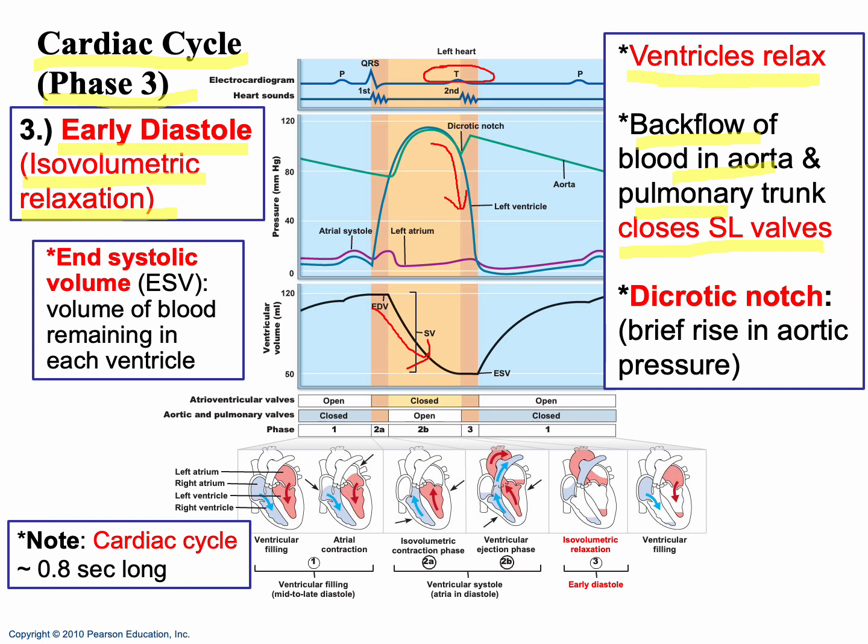Now, a part of what assists with that process, at least with the aorta, is the dicrotic notch. This is a brief rise in aortic pressure, and it is represented right here. So this helps ultimately with the closure of the semilunar valves, represented by the second heart sound here.